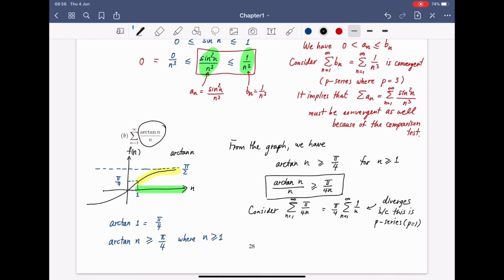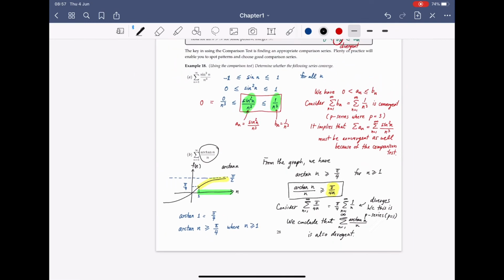So this is divergent, so it means when you have your smaller series that is divergent, the big one, the one that dominates this series, is also divergent. So we conclude that the summation of arctan n over n is also divergent. Alright. I know this is not easy, but well, that is how comparison tests work.